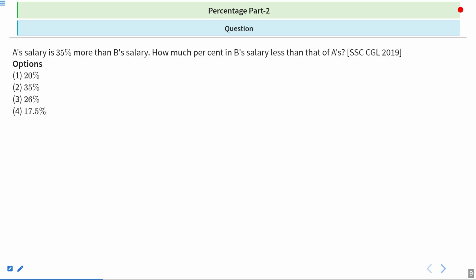If A's salary is 35% more than B's salary, how much percent is B's salary less than that of A's? And this question was asked in SSC CGL exam 2019. Now there are four options. First one is 20%, second one is 35, third is 26%, and fourth one is 17.5%. Now you have 10 seconds to solve this question. Your time starts now.